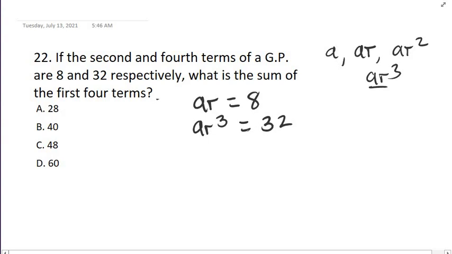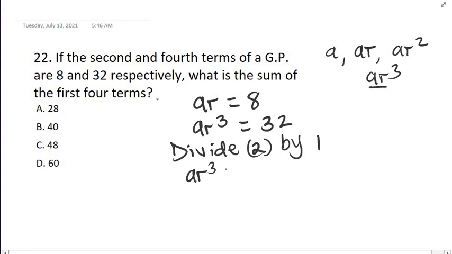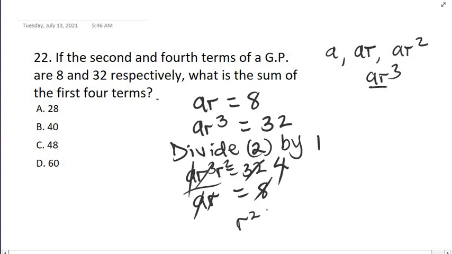Now we are going to divide equation 2 by equation 1. So ar cubed over ar equals 32 divided by 8. I'm trying to get r. a cancels a. 32 divided by 8 is 4. r cubed divided by r, we subtract the powers, I'll be left with r squared. So r squared equals 4. To get r, I'll take the square root of both sides. The square cancels the square root. r equals square root of 4, which is 2.